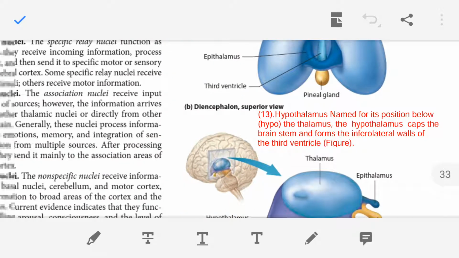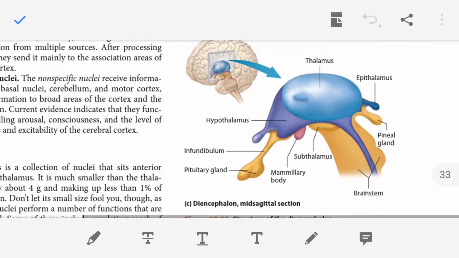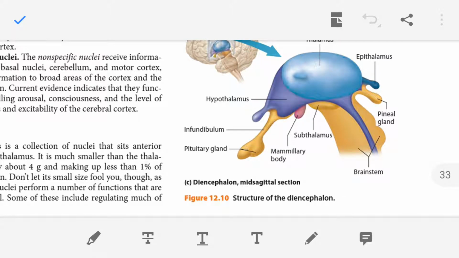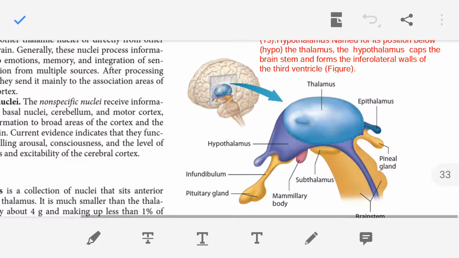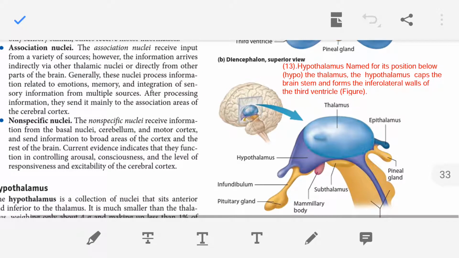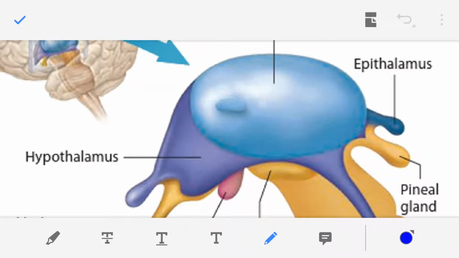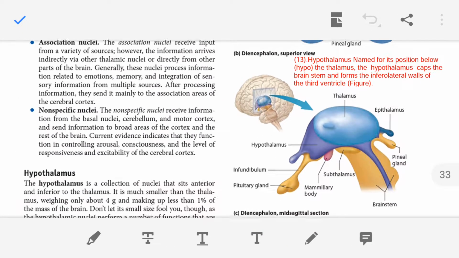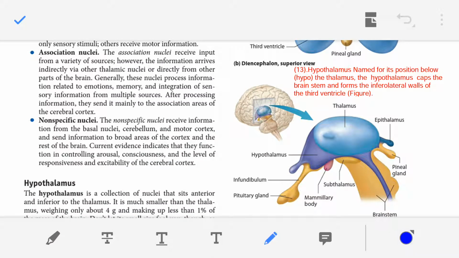Okay, so now the hypothalamus. Once again, this one is the diencephalon, a mid sagittal section showing the structure of the diencephalon, and here this is the hypothalamus. This dark blue area is the hypothalamus they are showing. So, see the hypothalamus.